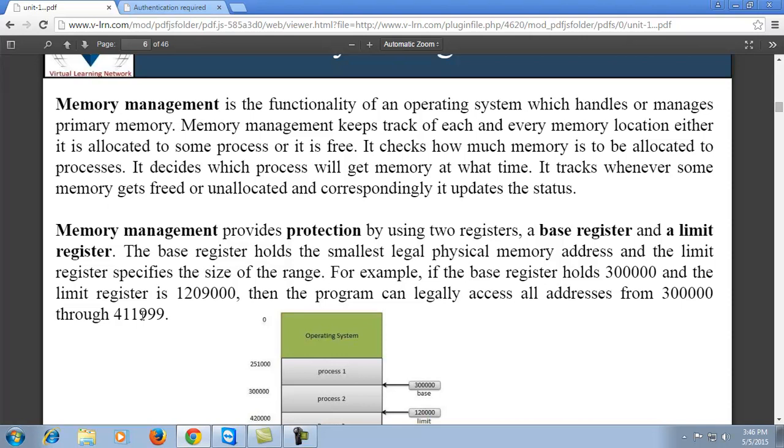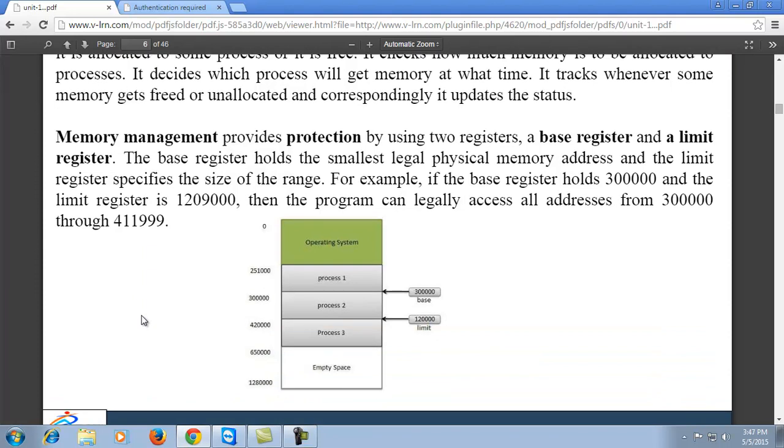Memory management provides protection. We have two kinds of registers, which I told you about. The base register represents the minimum value and the limit register represents the maximum value, representing how much space we can store in the system.